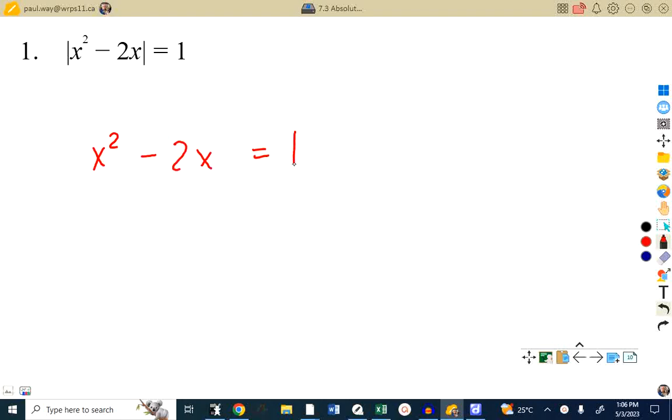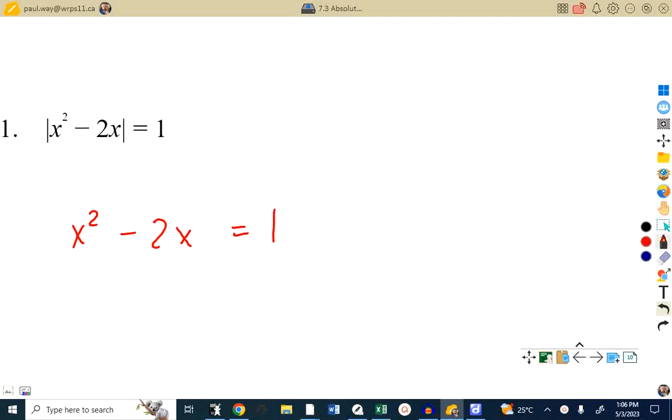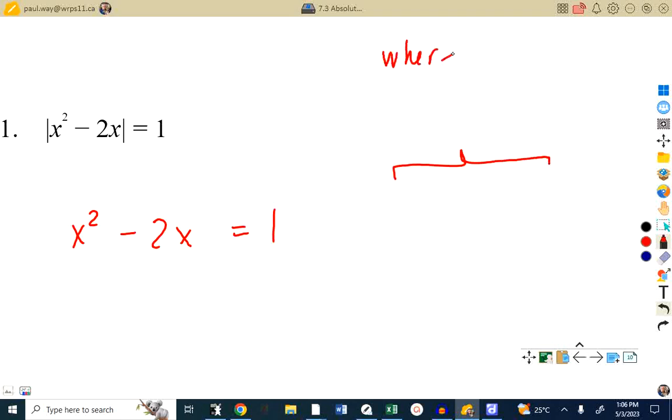And then we have to put a subdomain. But this subdomain here is going to be where x squared minus 2x is greater than or equal to 0.